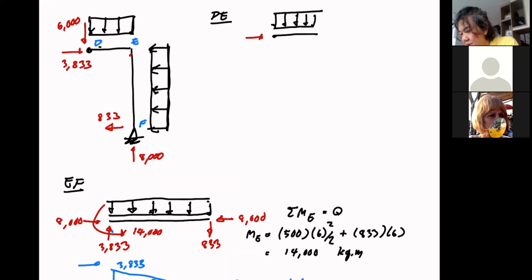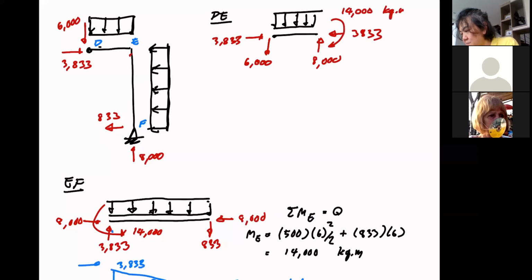So I have 3833. I have 6,000. So this is 8,000. 3833. I have the counterclockwise moment. So right here, I must have the clockwise moment of 14,000 kilogram meter. Okay, so that should be simple enough.